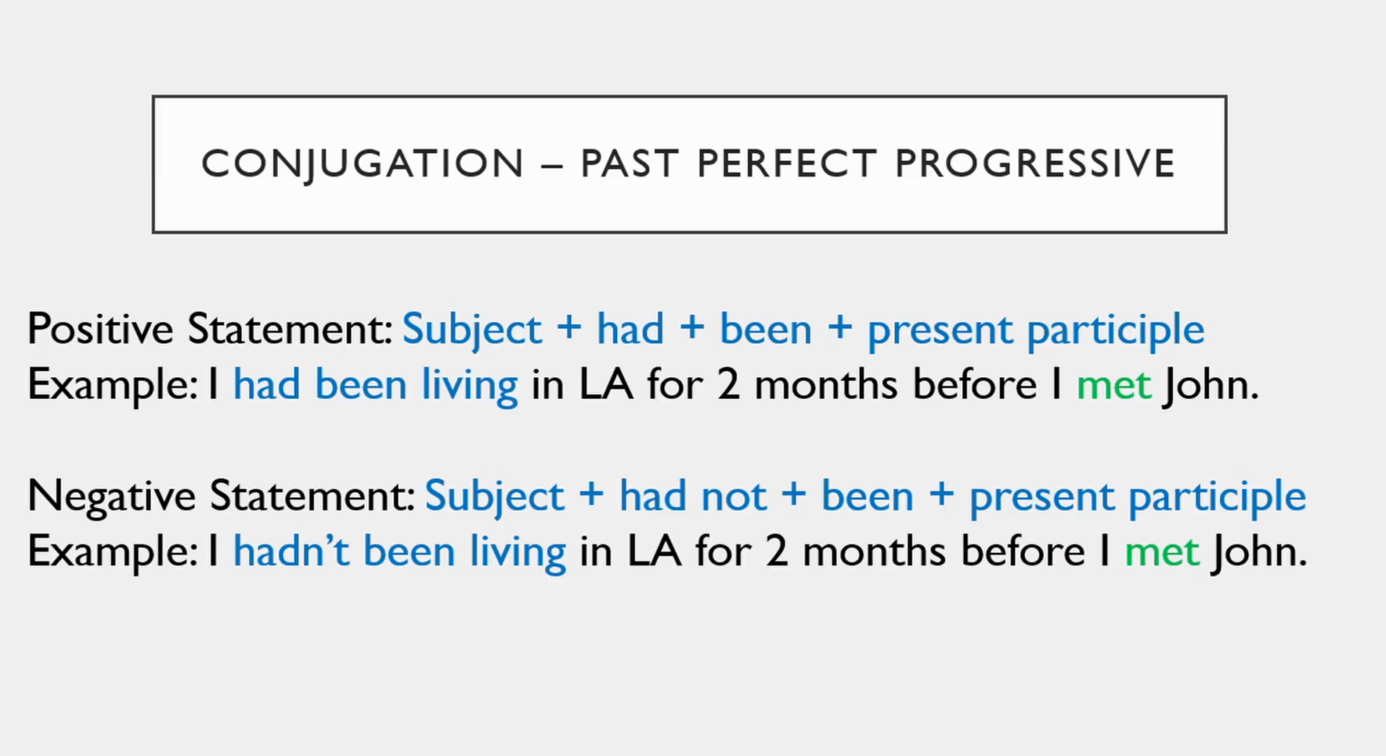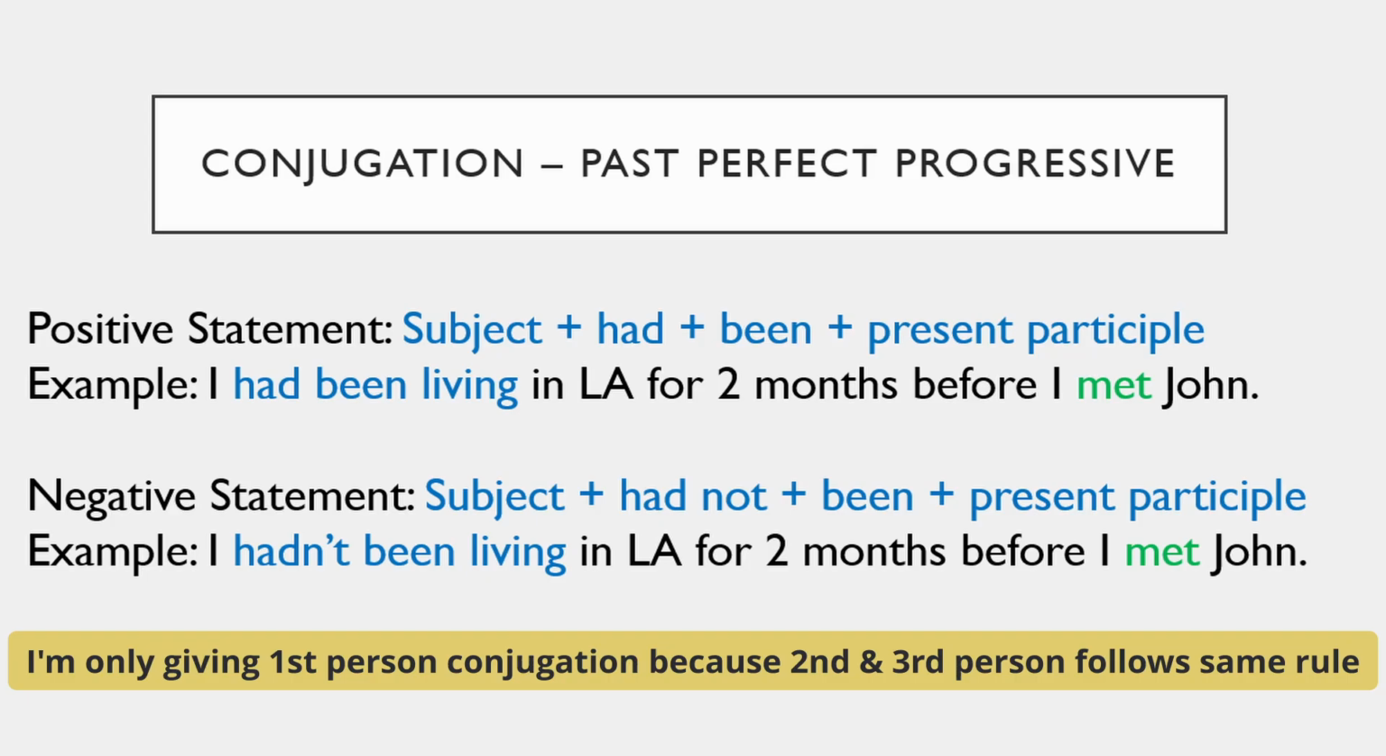Okay, what about conjugation and pronunciation? Conjugation of the past perfect progressive, we just use the subject, the auxiliary had, and then been, and then the present participle, the ing form. Okay. For negative statements, you use the subject, you use had not, which is hadn't, been, and then the present participle.